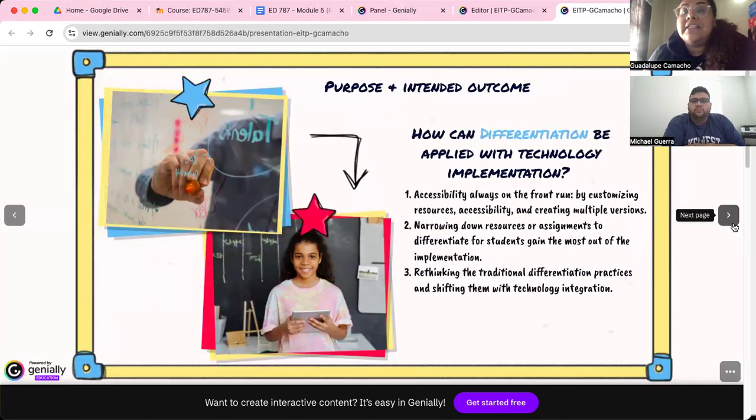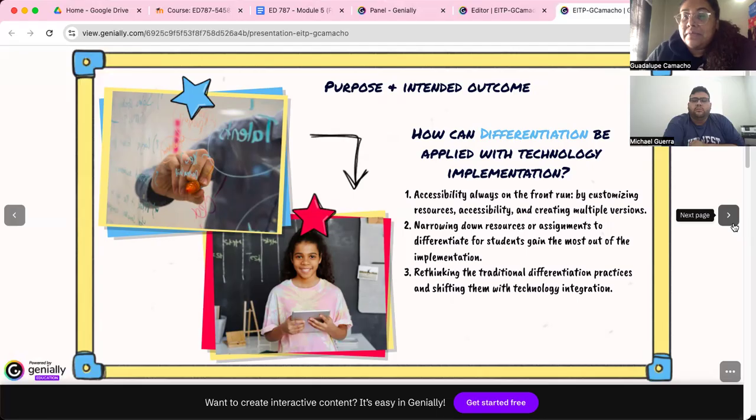So for the purpose and the intent, obviously the outcome, how can differentiation be applied with technology integration? I narrowed it down to three different things, and it goes back to the tutorial, or the video, I'm sorry, and the strategies that I included in the next slide. The first one would be accessibility, which is always at the front. So always customizing resources, making them accessible, and creating multiple versions, for maybe our sped students or our regular students or our GT students, having multiple versions.